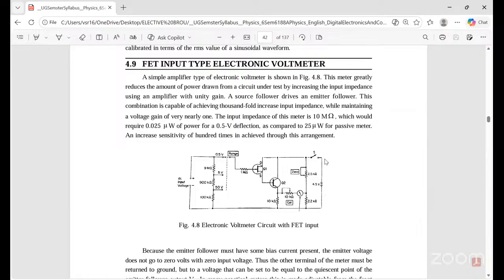Next is the last one, the FET input type electronic voltmeter. FET means field effect transistor. Do you notice that each and every concept has at least one or two circuit diagrams? So you need to practice. Without practicing these circuits, you cannot remember all of these. You need to practice thoroughly, then you can easily understand.